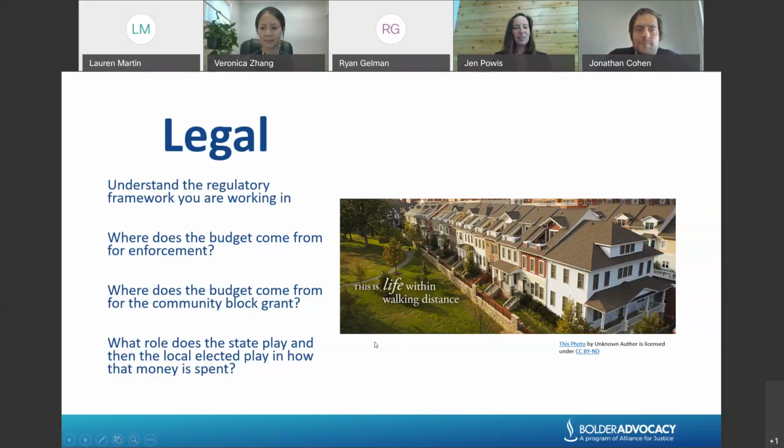Same thing, right? So how does the state play? How does the local play within that framework for whatever campaign or program you're going to aim at? Next slide, please.